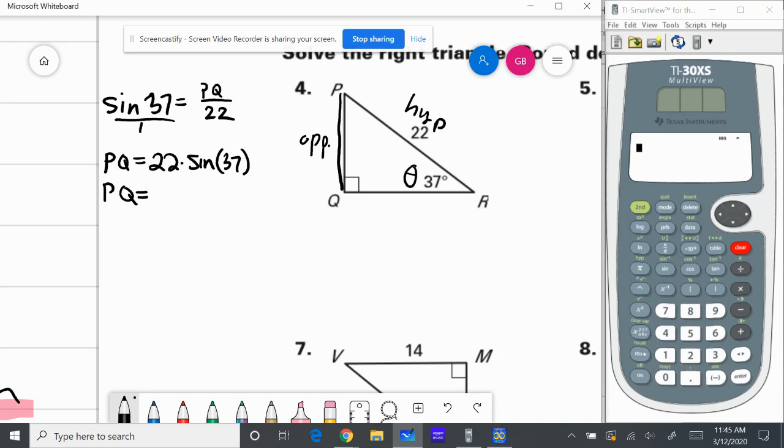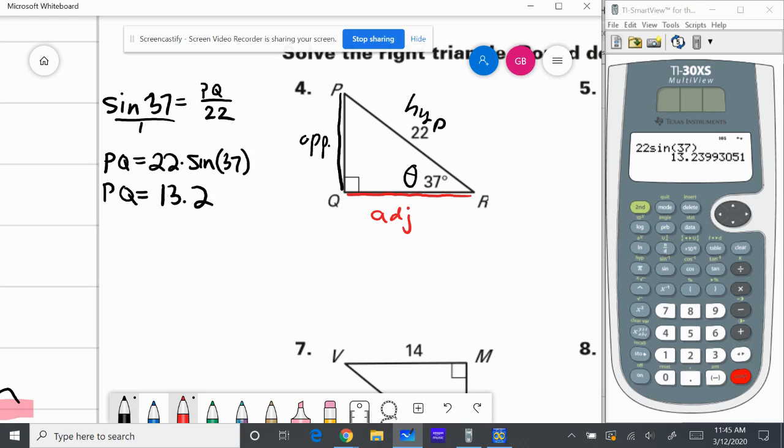So now we're going to use our calculator. 22 sine 37 is 13.2. And I believe you need to round to the nearest tenth. So 13.2 units. Okay. Now for QR.